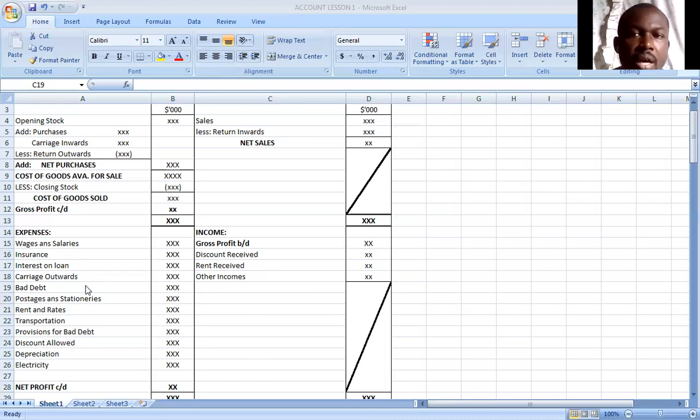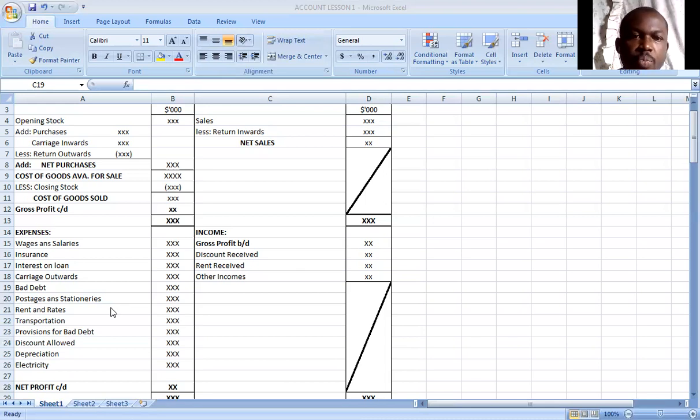Sometimes the business could also incur bad debts. Bad debts are debts that are not recoverable. If some customers that are owing refuse to pay their debt due to certain circumstances, the business incurs this bad debt, and we term them as expenses in the profit or loss account. And sometimes the business could also buy writing materials, postages and stamps, to send letters and all that. Now, these are expenses.